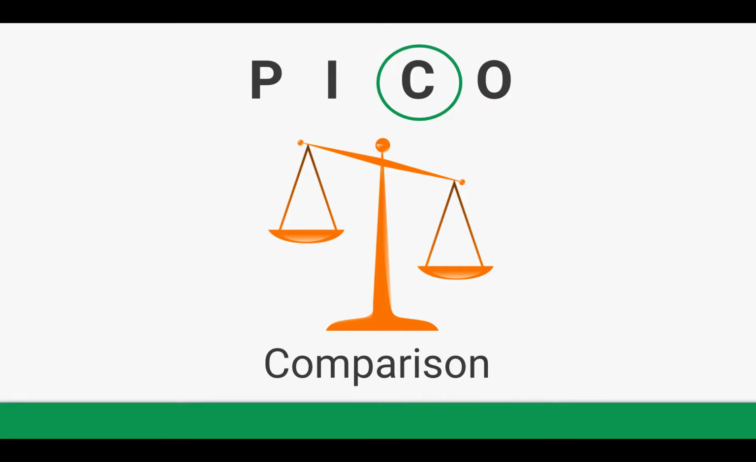C stands for comparison. Often when there is no obvious direct comparison, this element of PICO is actually omitted. When you're not comparing something directly, you are really comparing it against all other interventions and no intervention at all.